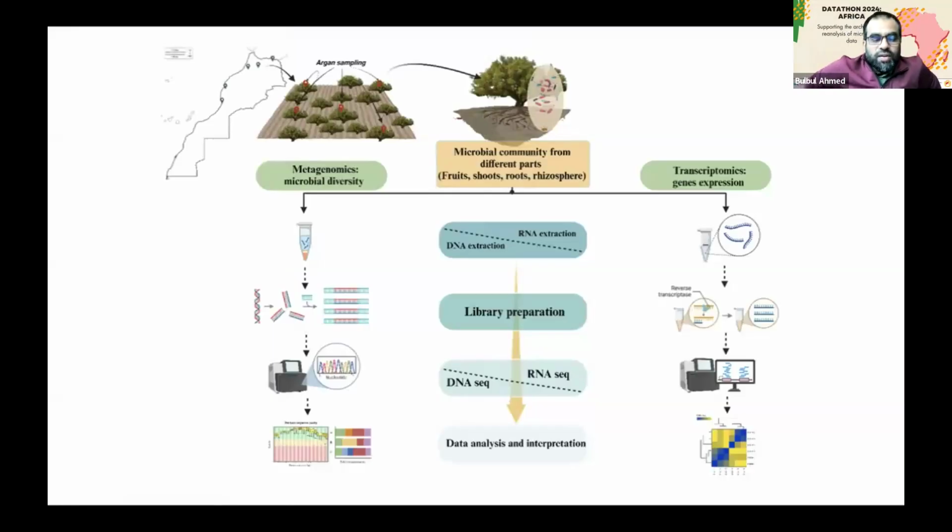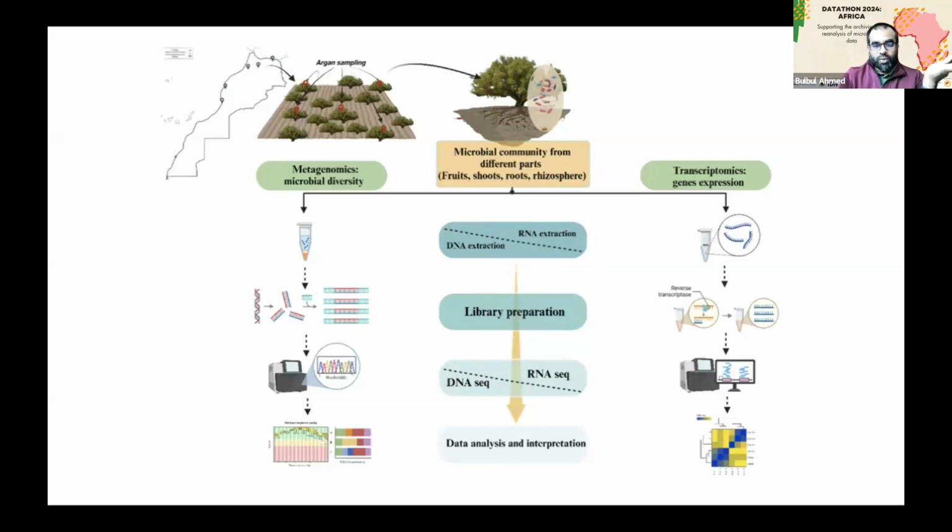So the approach we are using for argan is that we sampled all over Morocco. Our two key approaches are metagenomic studies for microbial diversity mapping, because it has not been done yet, and metagenomics for different parts of the microbiome in the plant, for example fruits, shoots, roots, and rhizosphere, because fruit is one of the most important parts of argan for its oil production. I'm not going into detail on the process because we already went through it since morning. We are going to use traditional high-throughput sequencing for DNA, and at the same time, for functional studies, we also sampled for RNA. We will see in future if we can do metatranscriptomics to find out the functional properties.